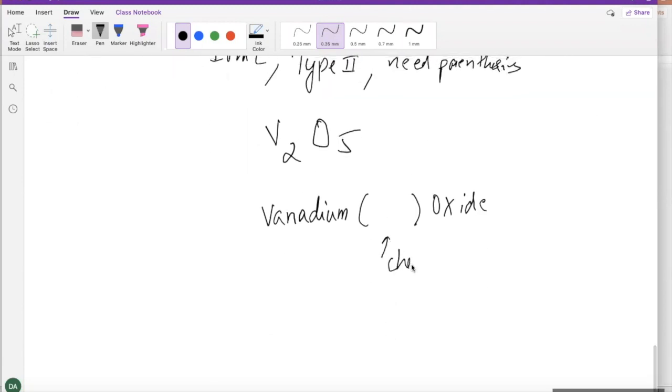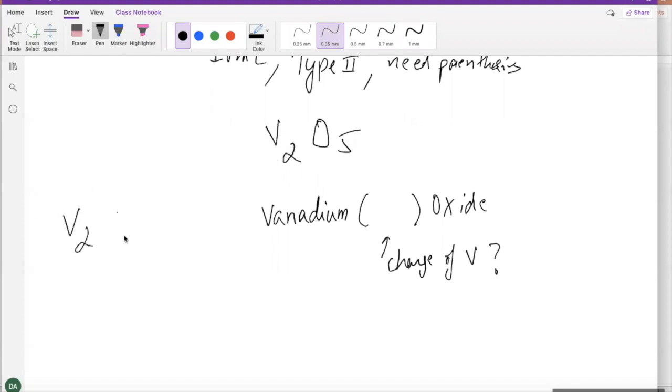It's the charge of vanadium. Do we know the charge of vanadium from the periodic table? No, we don't. So we need to look at the formula. The neighbor is going to tell you the charge of the metal, type 2 metals.